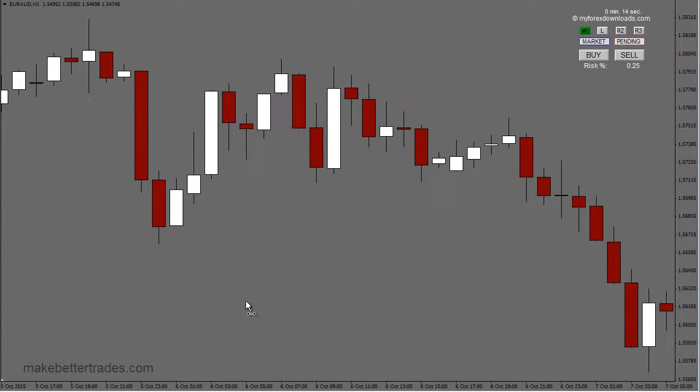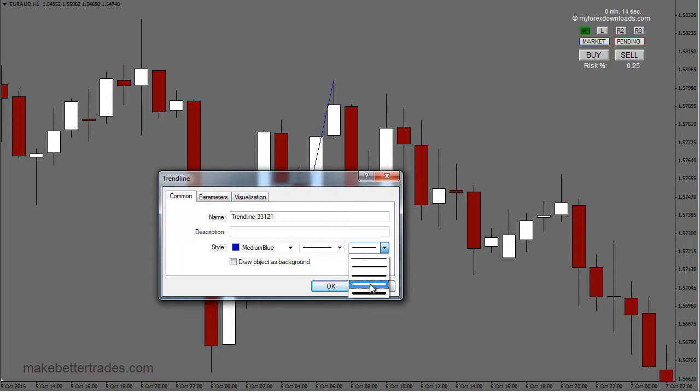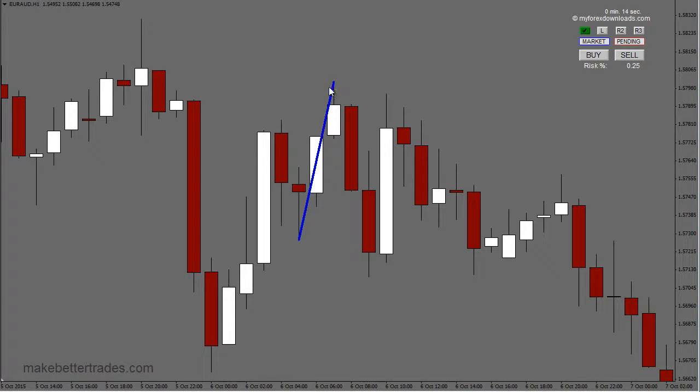A pivot point would basically be like a swing high or a swing low. Okay, here's a swing low. There's a swing high. We know this is a swing high because the next candle breaks this low right here. We know this is a swing low because this white candle breaks this high. So a pivot point is basically where price turns.